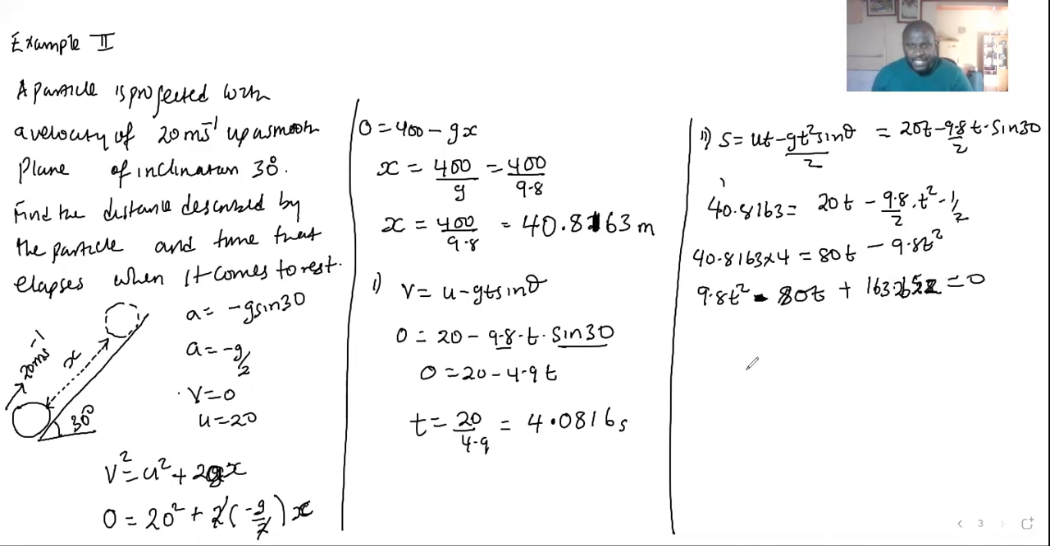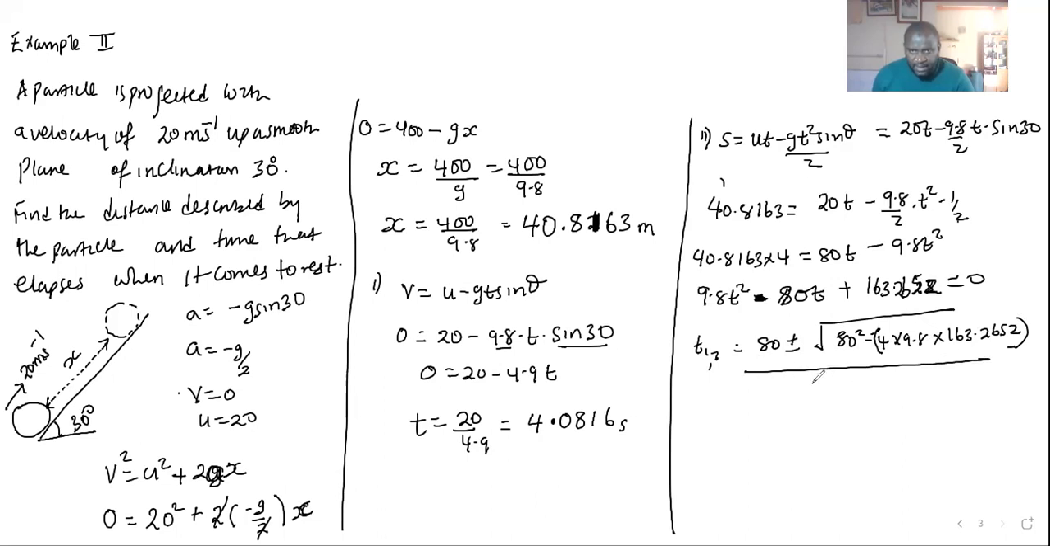Okay, can you press using a calculator and get me the answer? But if you want to show that you have worked out, because you have to show the working, you say it's positive 80 plus or minus the square root of 80 squared minus 4 times 9.8 times 163.2652, all divided by 2 times 9.8. Someone put that in a calculator and give us the two answers.